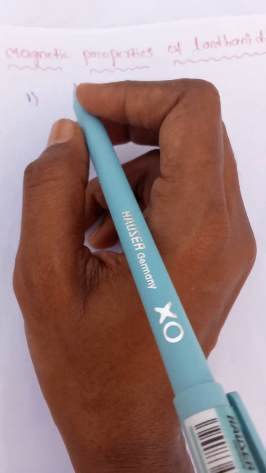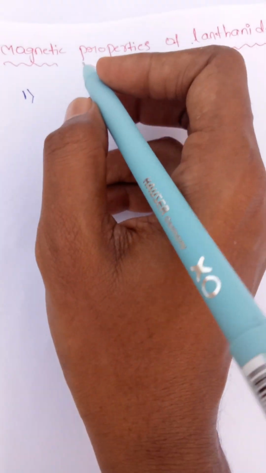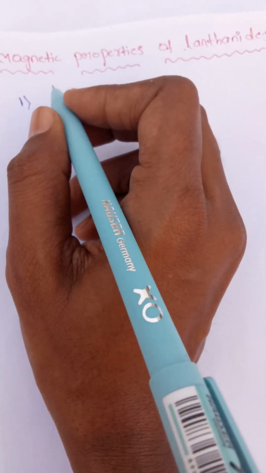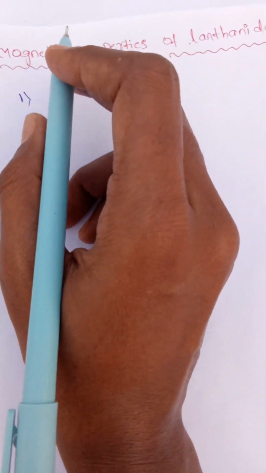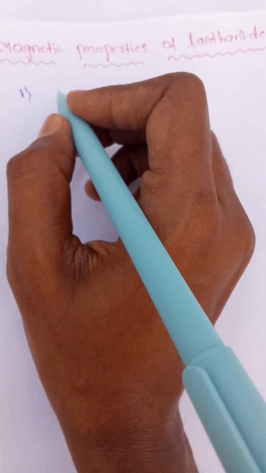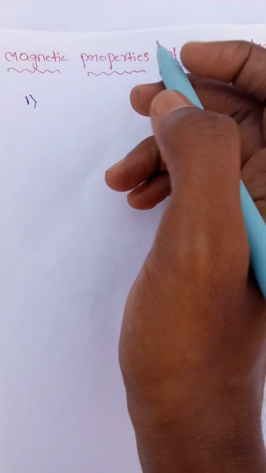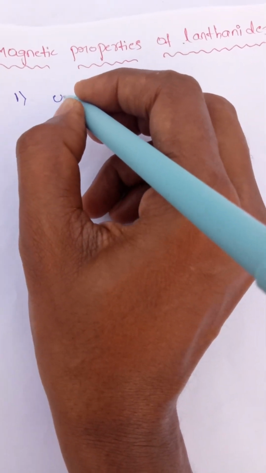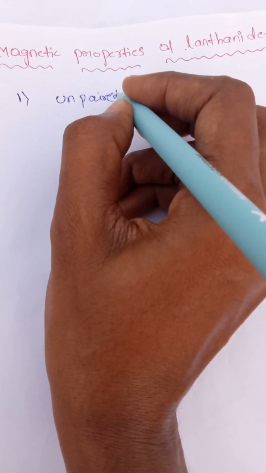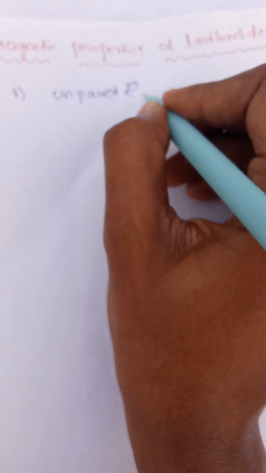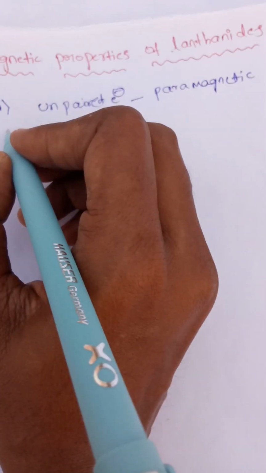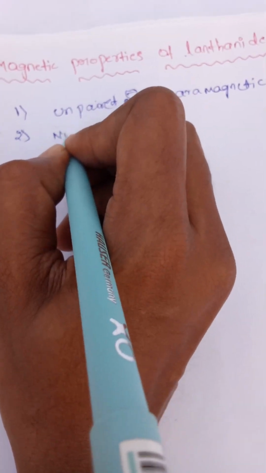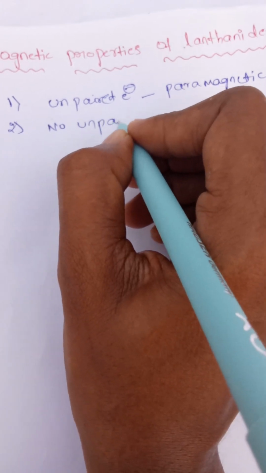The first point is, all the lanthanide ions are paramagnetic, as they contain unpaired electrons in the 4f subshell. That means all the lanthanides are paramagnetic. So what is paramagnetic and what is diamagnetic? Unpaired electrons, we have unpaired electrons in the 4f subshell, that is paramagnetic. If there are no unpaired electrons, it is called diamagnetic.